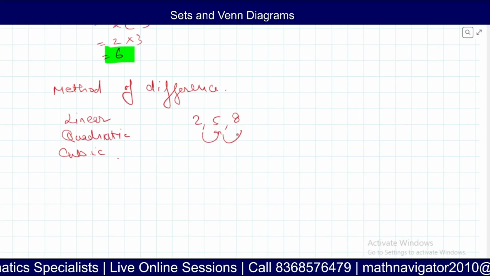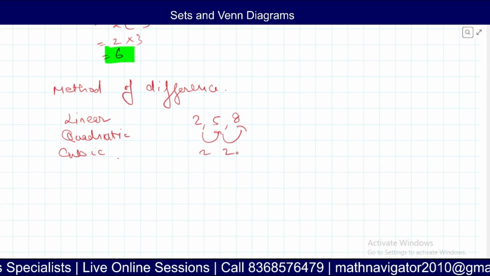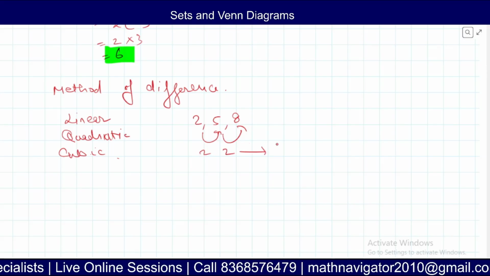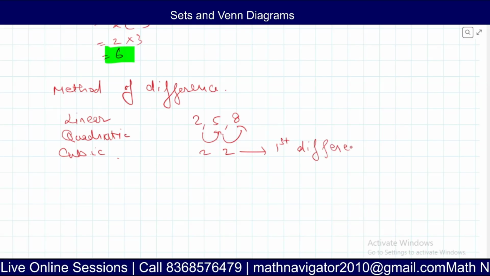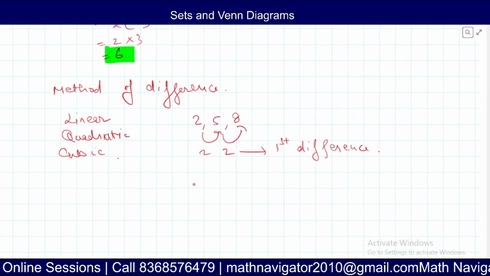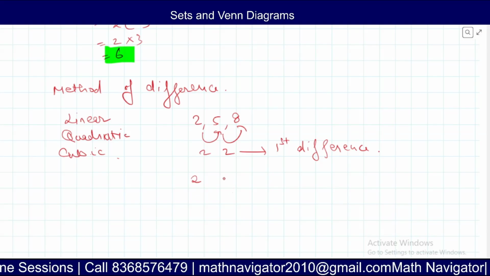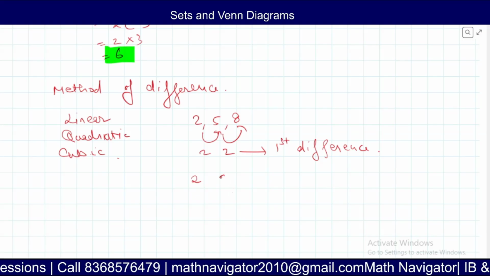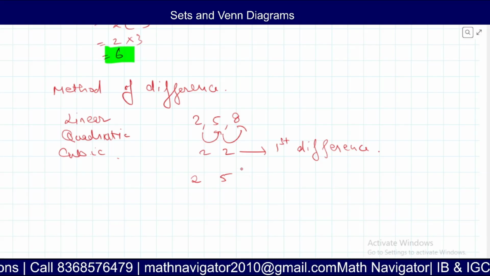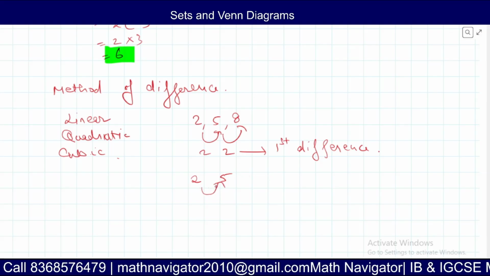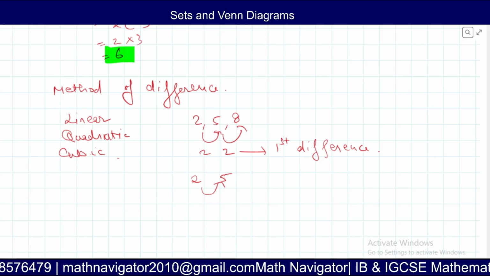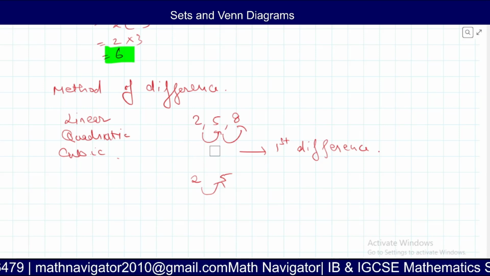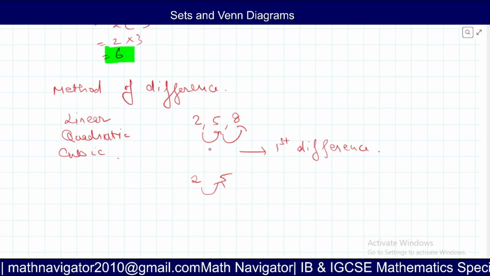So 3 is the common difference. This is called the first difference, right? Let's take another case. I have the number 2, then I have 5. So the difference here is 3. Got it?